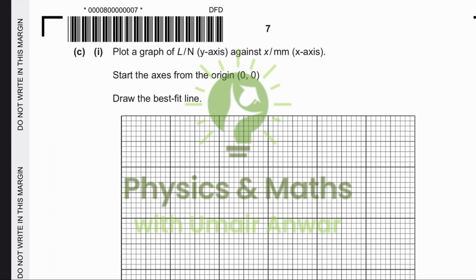The next part says, now this is a graph question. It says, plot a graph of load in newtons on the y-axis against extension in millimeters on the x-axis. Second instruction is, start the axis from origin 0, 0. And the third instruction is, draw the best fit line.